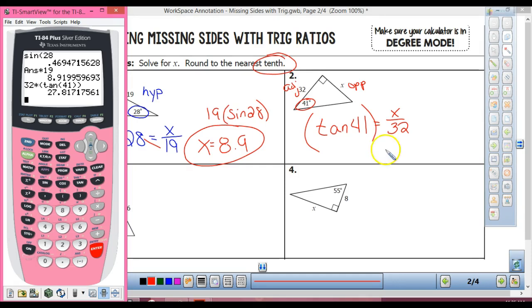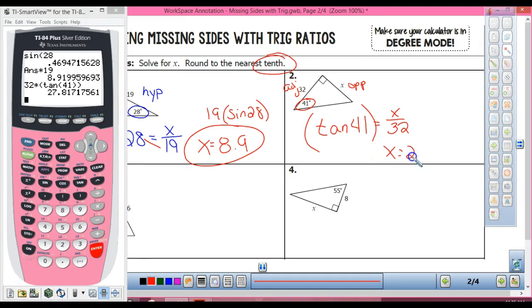What does x equal? 27.8. Now, always take a peek at your answer. Does it make sense if that side's 32? Does it make sense for this to be 27.8? Yeah, if I would have gotten like 1.3, would that make sense? So then you might have done something wrong.